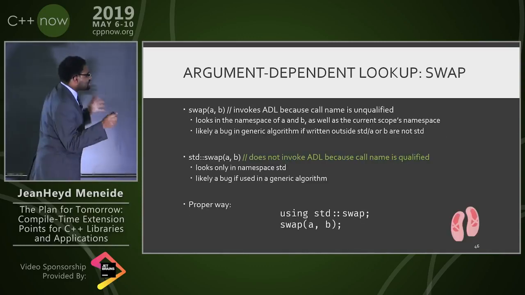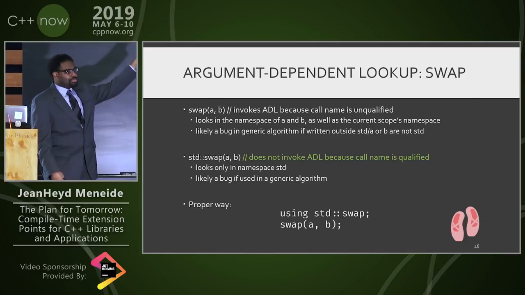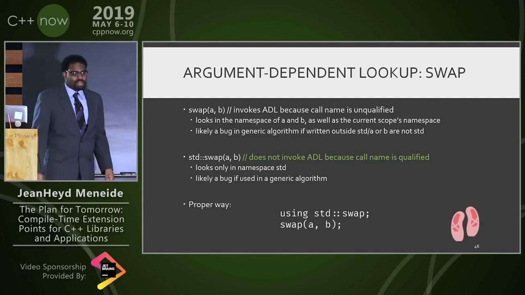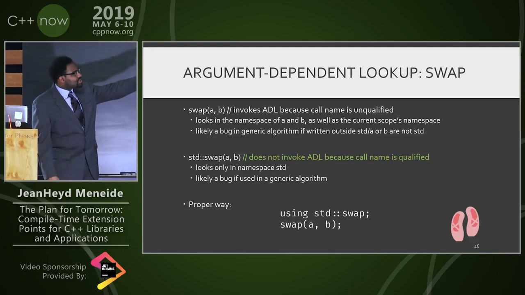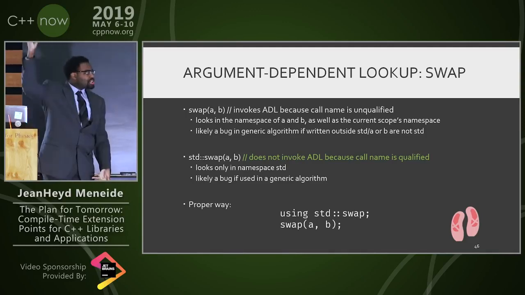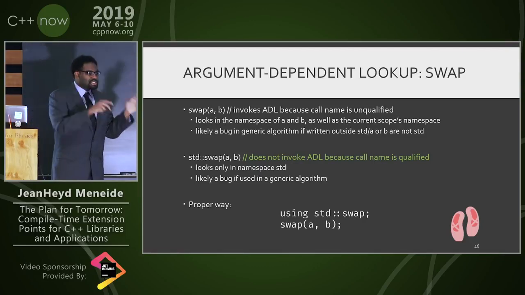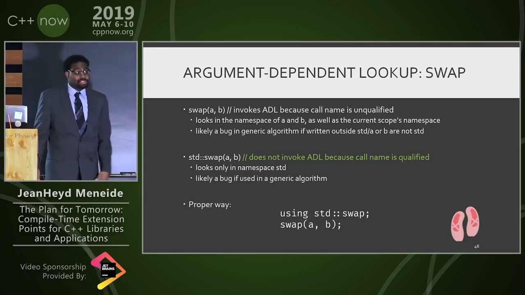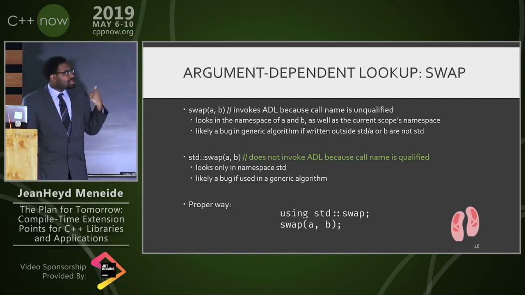We're going to dig into swap first. Swap works in that you call swap with two arguments, and it invokes ADL because the call name is unqualified, and that's what you want to happen. The problem with this is that it looks in the namespaces of A and B, as well as in the current scope, but it doesn't consider the core specialization that's in std::swap, because you didn't qualify it. If you're not in namespace std or have arguments that come from namespace std, it's not going to find the swap in namespace std. So that's kind of a bug.